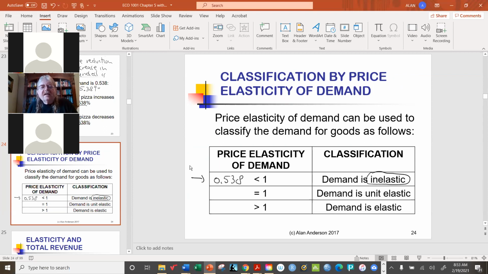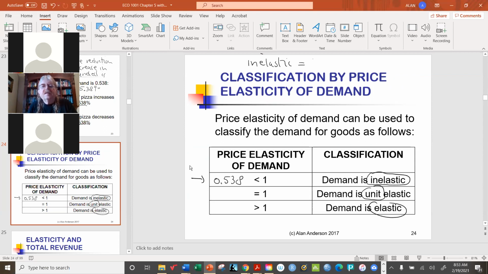Exactly one is a very rare case. It is referred to as unit elastic because unit simply means 1. And then above 1 means the demand is elastic. And I mentioned this before, inelastic means not very sensitive or low sensitivity. Elastic means high sensitivity.